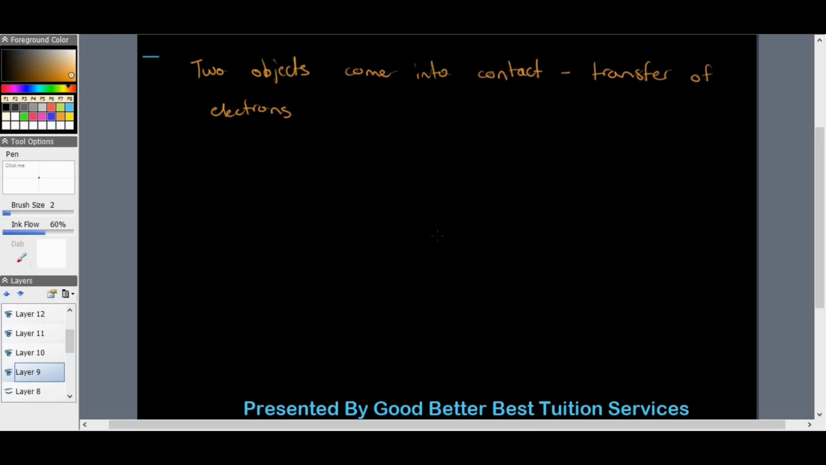So when there's a transfer of electrons from one object to another, what does it cause? It causes both objects to become charged. Both is not spelled with the E. Causes both objects to become charged. So that's what happens.